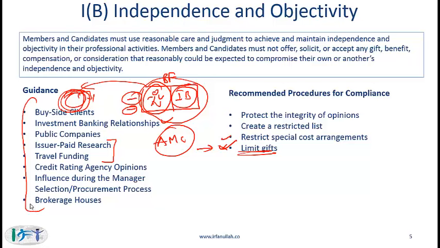Going back to receiving gifts from one of these entities, the recommended procedure is to establish strict limits based on local customs. For example, in some countries, the gift limit might be that anything under $25 is acceptable, but gifts over this value should not be accepted. This would mean that simple gifts like calendars and so on would be all right, because one would not expect a calendar to influence the independence and objectivity of a research analyst.